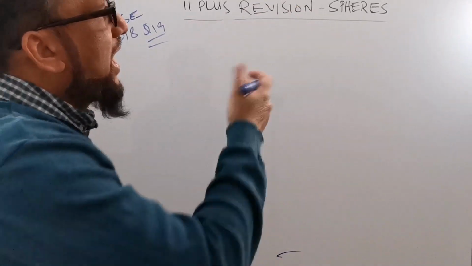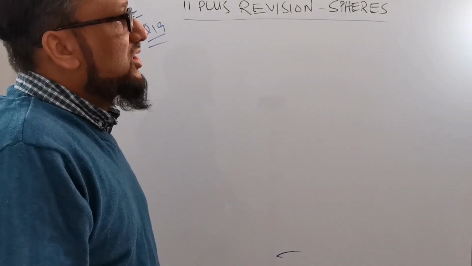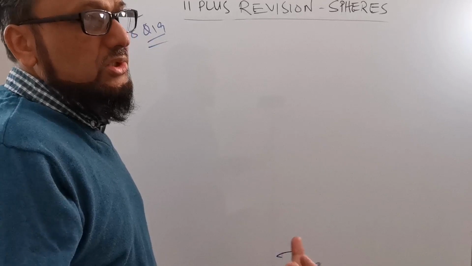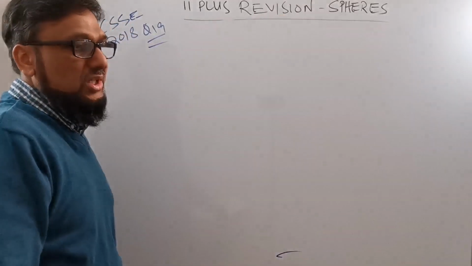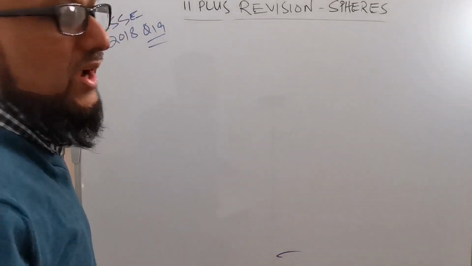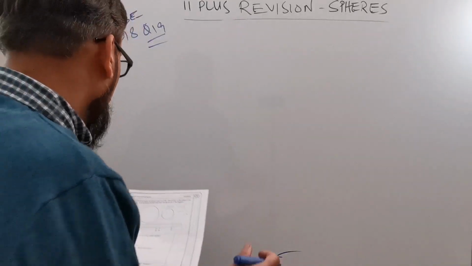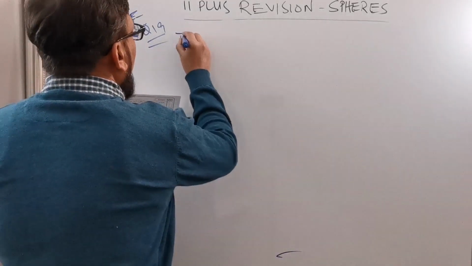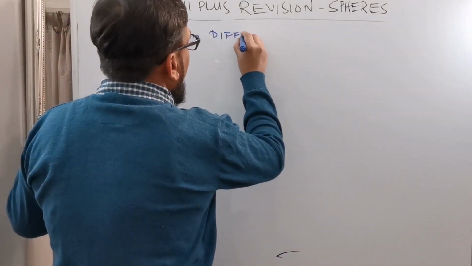The topic is spheres. The difference between a sphere and a circle is that a circle is 2-dimensional and a sphere is 3-dimensional, like a solid ball. The examiner is asking about two different spheres.